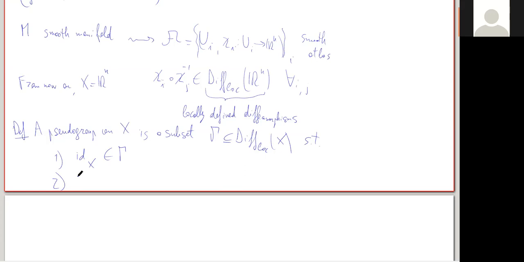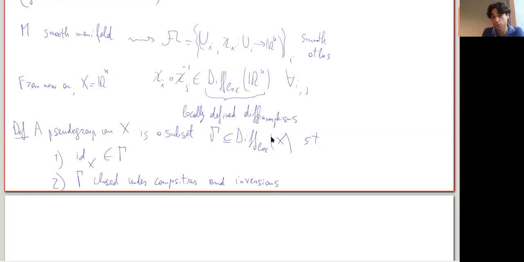Then I would like Gamma to be closed under composition and inversions. In this sense, it is similar to a group. Anytime I can compose two diffeomorphisms, and since they are locally defined this will not be all the time, but the domain and the codomain should match, of course, then the composition is still an element of Gamma. Similarly, we have diffeomorphisms, we can invert them, and the inverse should still be in Gamma. This is the group-like property.